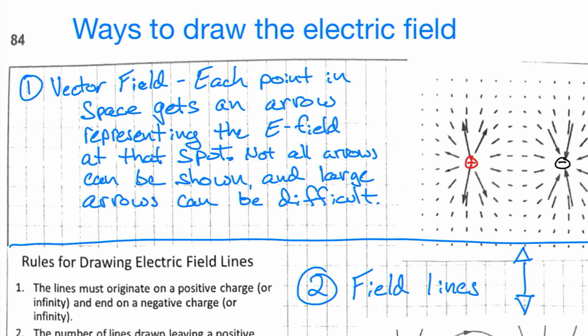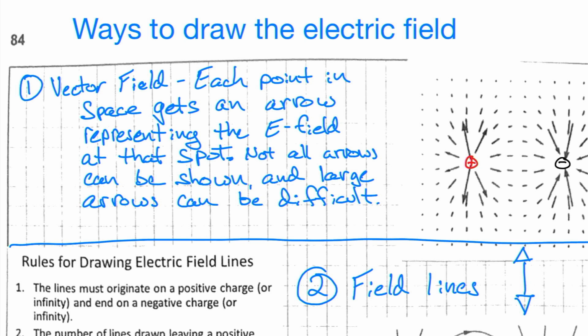So the first way to draw the electric field is to represent it as a vector field in which each point in space gets an arrow representing the electric field at that spot. Be aware, you can't show all the arrows, because if every point in space had one you'd just have a page full of black arrows, and large arrows can be difficult to show because their length starts to overlap with other arrows.